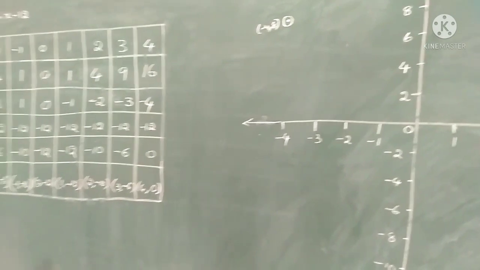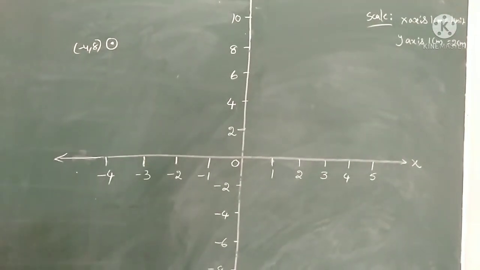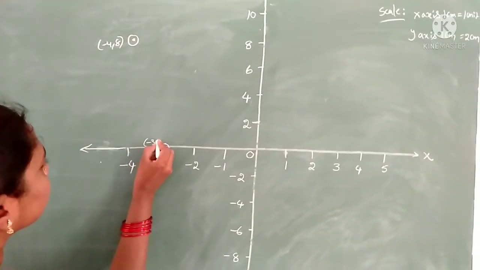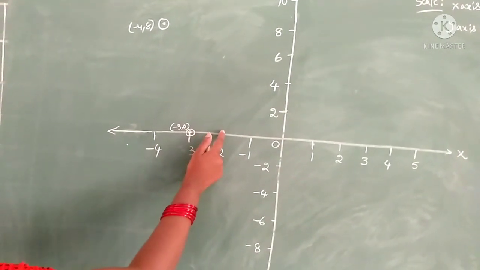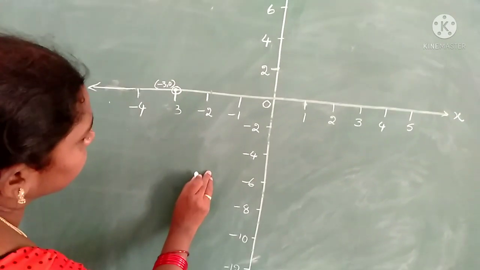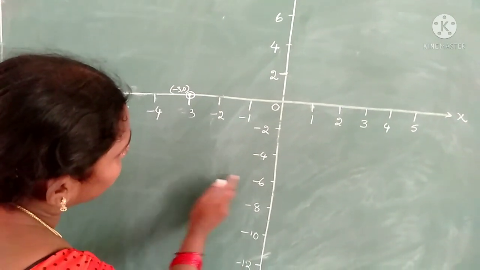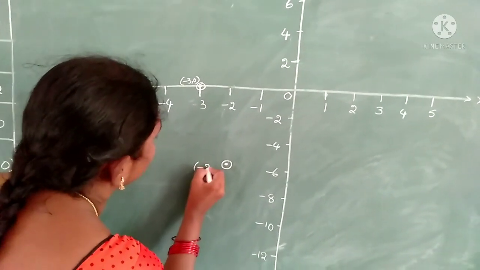Next point minus 3 comma 0. Minus 3 on the x-axis, so this point is located on the x-axis. Next, minus 2 comma minus 6. On the x-axis minus 2, and next minus 6. So this one.